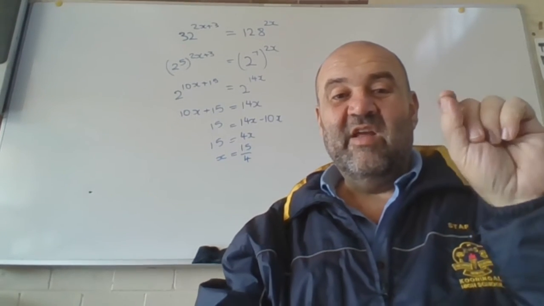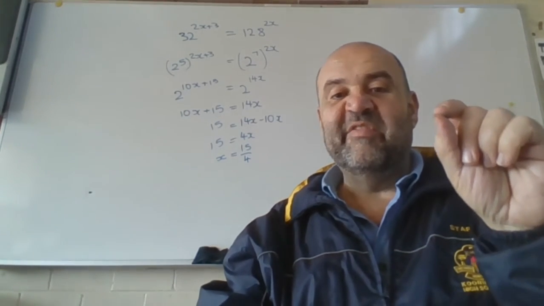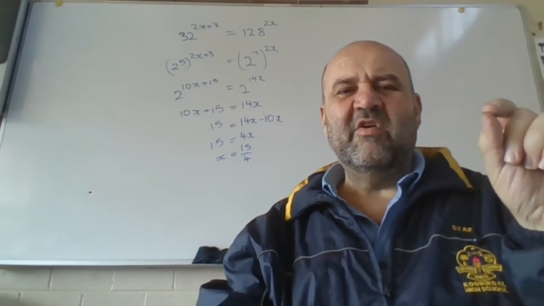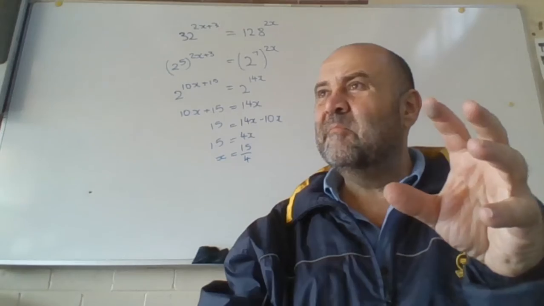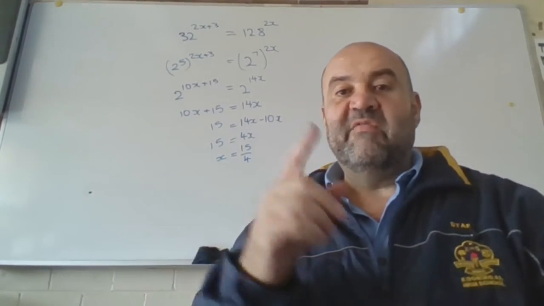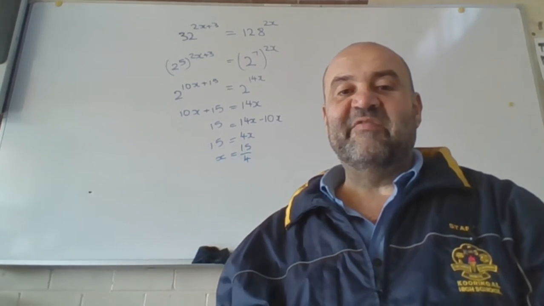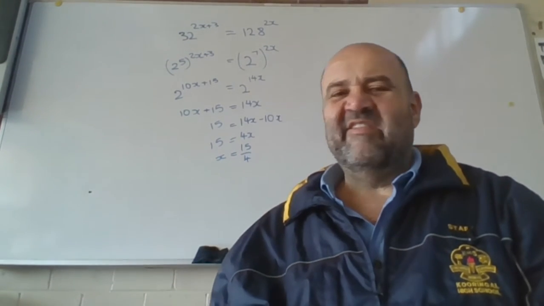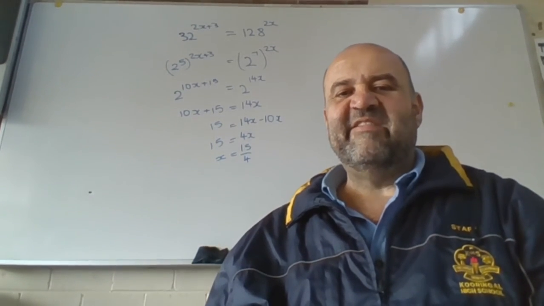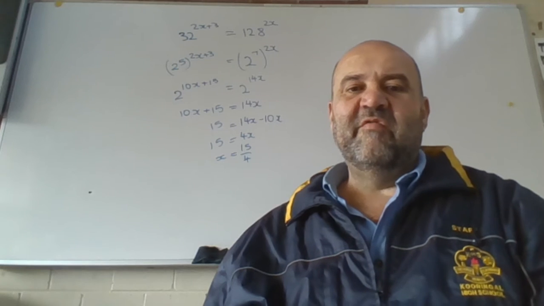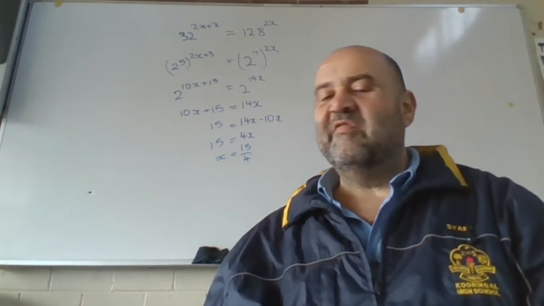Now I'm saying that 2 to the power of 10x plus 15 equals 2 to the power of 14x. Well, if I've got 2 to some power over here equals 2 to some power over there, the only way that can possibly happen is if those two powers are equal. So in other words, 10x plus 15 is equal to 14x. Well, now I've just got a linear equation. I just solve that. I take this 10x to the other side, make it a negative. 14x take away 10x is 4x equals 15, divide by 4, x equals 15 over 4.